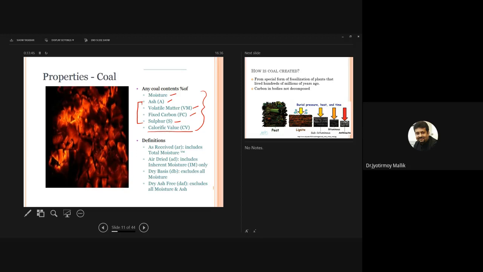Similarly, when you own a coal mine and you want to sell your coal to anyone, you have to specify your coal against these properties. You have to say what is the general moisture content of your coal, the ash content, the volatile matter content, the fixed carbon content, whether it is a high sulfur or low sulfur coal, and the typical calorific value. Of course, for fixed carbon and calorific value, being high is better, but for moisture, ash and volatile matter, being low is better. Sulfur being low is better.